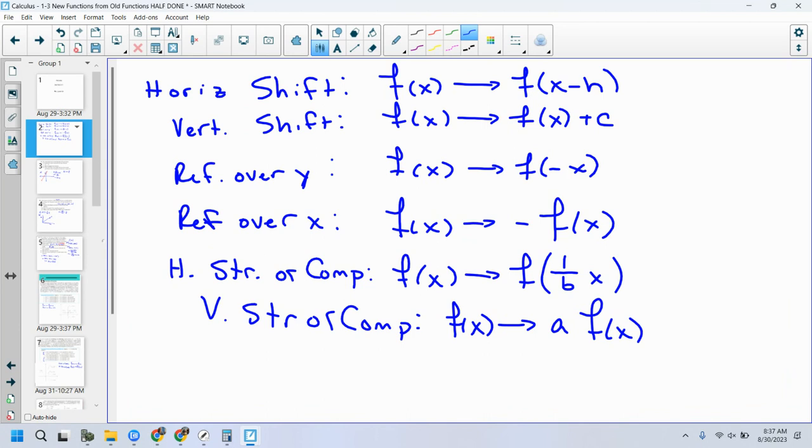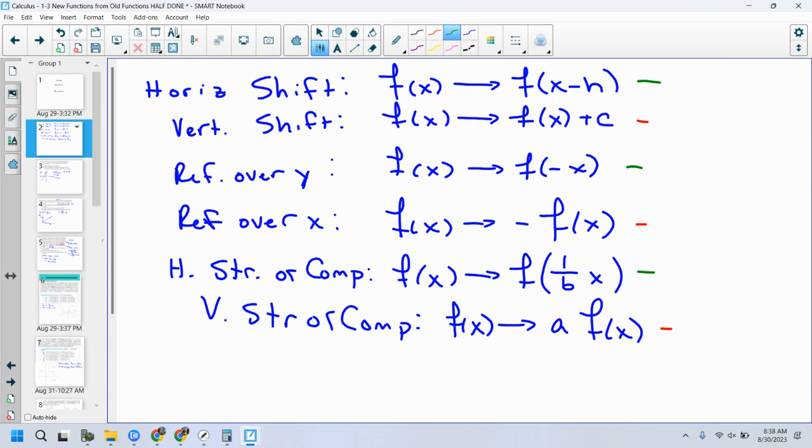Now, again, notice the similarities between all of these. All the vertical things are happening outside, right? Here's a vertical, here's a vertical, here's a vertical, right? All the vertical things are happening outside of f of x, happening basically to the entire function. All of the horizontal things are happening within the input. I change the input value, right? Try to keep that in your brain. Horizontal things happen in the inside, vertical things happen to the outside.